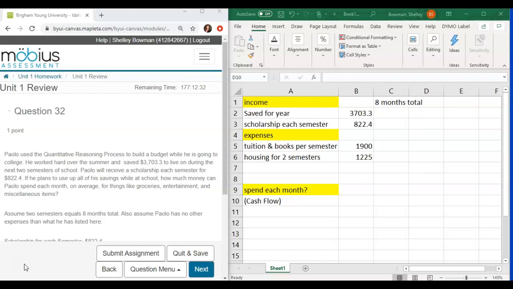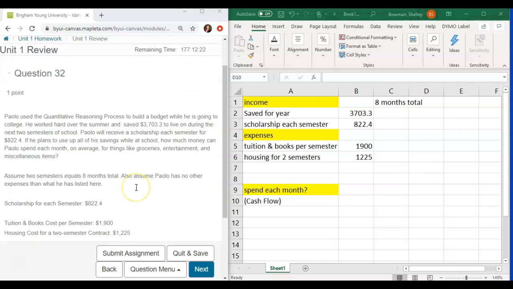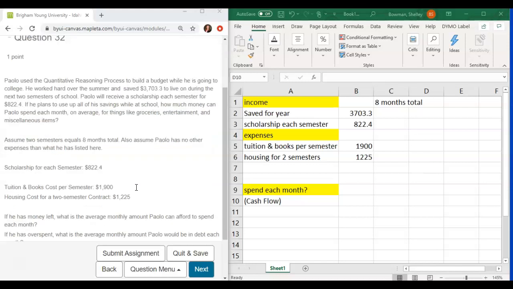Paulo will receive a scholarship each semester for $822.40. If he plans to use up all of his savings while at school, how much money can Paulo spend each month, on average, for things like groceries, entertainment, and miscellaneous items? Assume two semesters equals 8 months total. Also assume Paulo has no other expenses than what he has listed here.